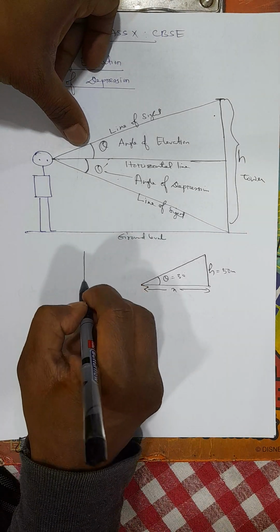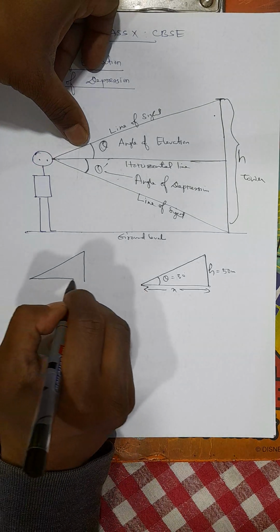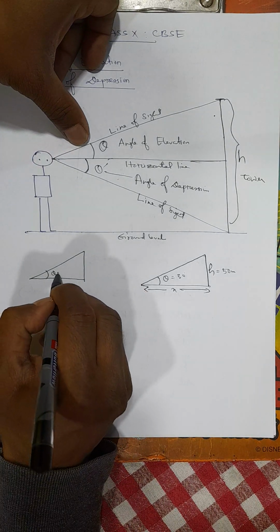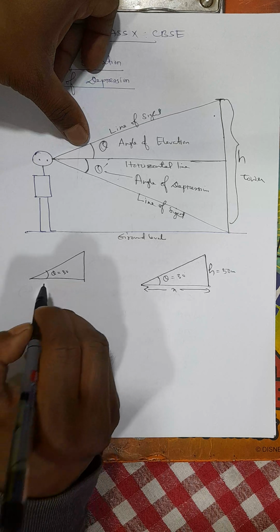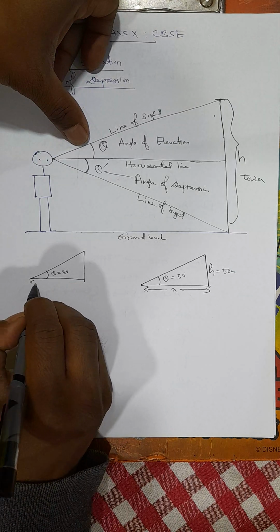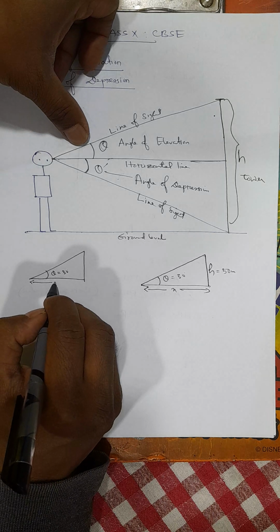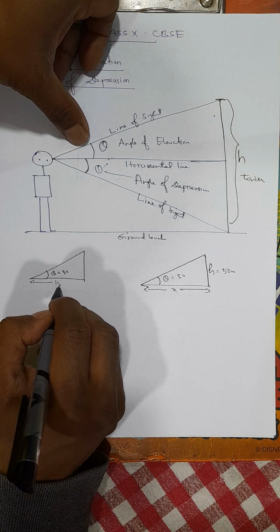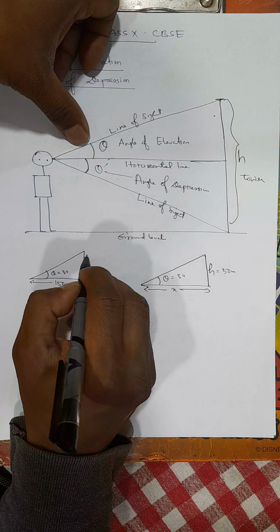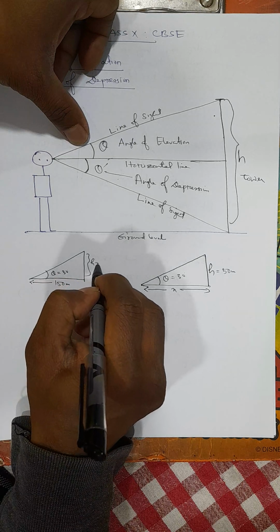Again, suppose this angle is given, theta equal to 30 degree, and you are given that the distance of the tower from the position of your standing is 150 meters, then you can find the height of the tower, right?